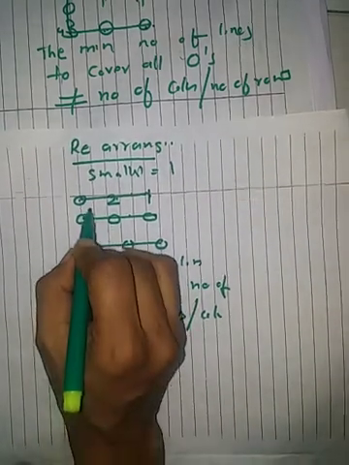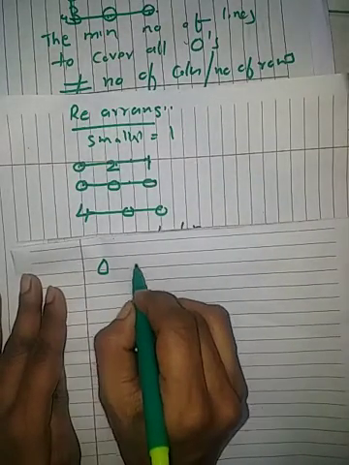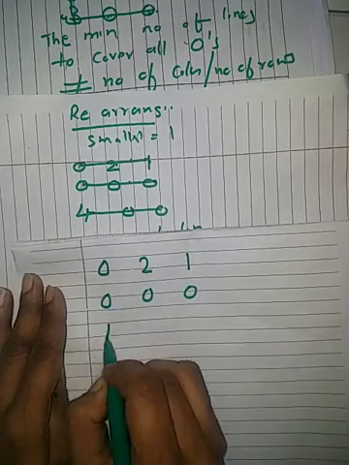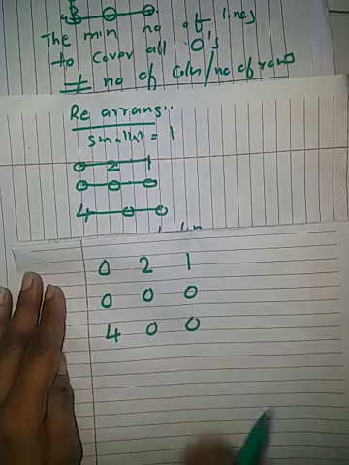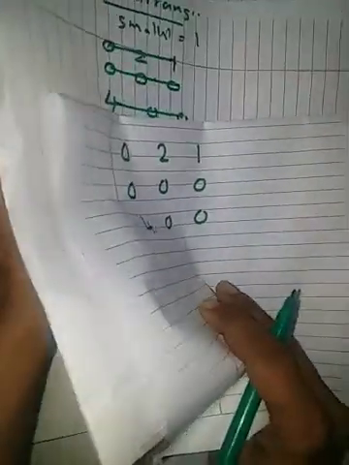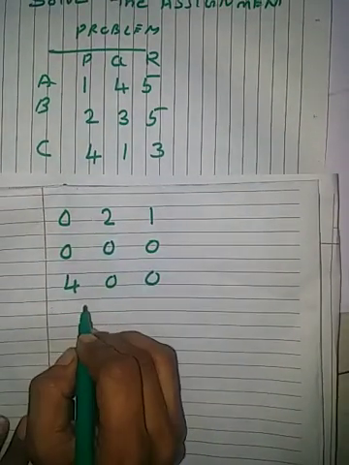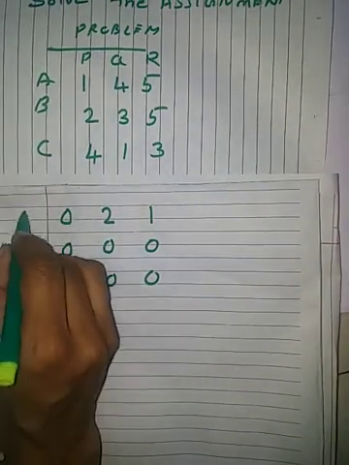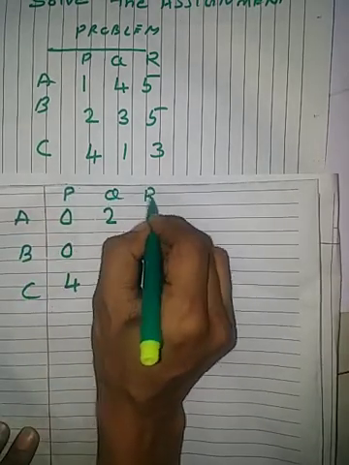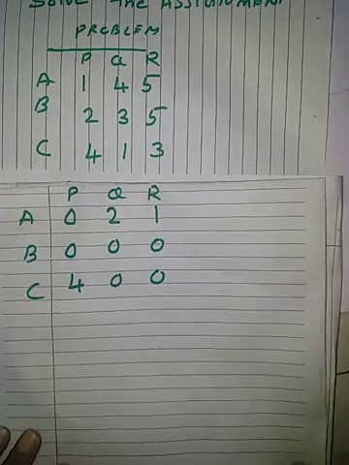For doing allocation, I am rewriting the matrix clearly without lines: 0, 2, 1, 0, 0, 0, 4, 0, 0. Now our question was 3 workers, 3 jobs. This was our original question. Since we have reached the final matrix, I am writing 3 operators, 3 jobs. I am going to allocate each operator exactly 1 job, so that the total time is minimum.